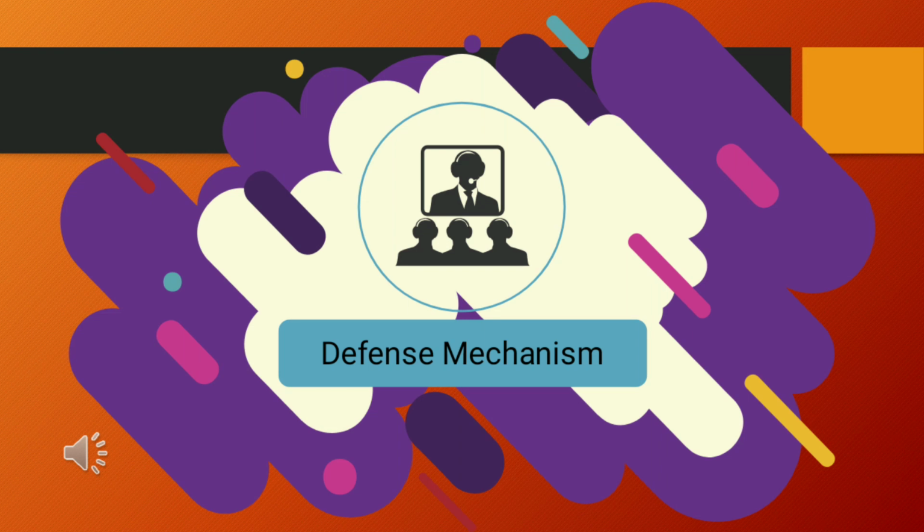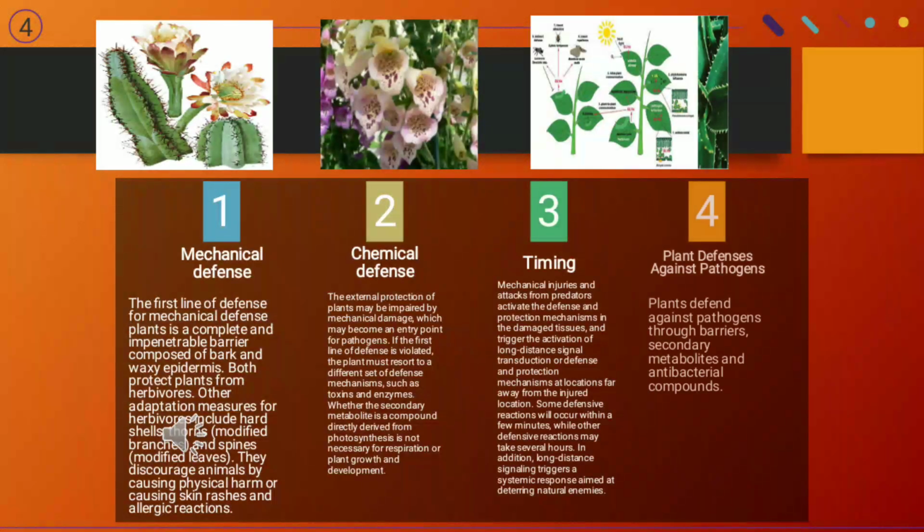Last is the defense mechanism. For defense, first is the mechanical defense. Mechanical defense plants have a complete and impenetrable barrier made up of bark and waxy epidermis. As their first line of defense, plants are protected from herbivores by both of these. Plants also have hard shells, thorns, modified branches, and spines as adaptations. Modified ribs deter animals by inflicting physical damage or inducing rashes and allergic reactions on their skin.